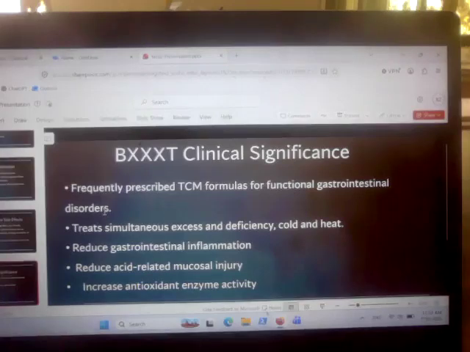Xia Xie Xin Tang can also reduce gastrointestinal inflammation. It can reduce the acid-related mucosal injury. It can also increase antioxidant enzyme activity.